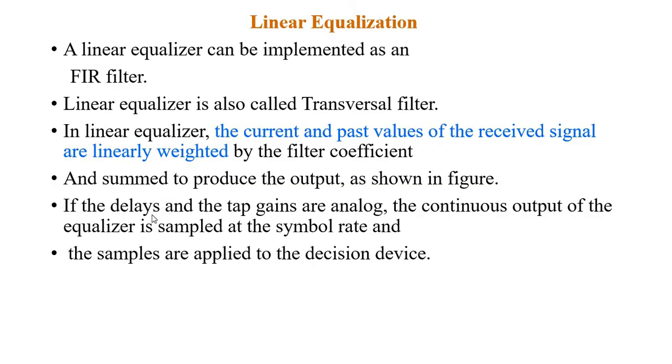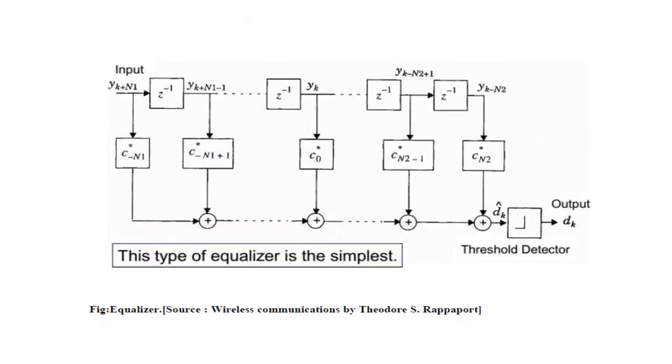And here, as usual, we have the delays and tap gains, and if they are considered as analog, the continuous output of the equalizer will be sampled at the symbol rate, and from those samples we make the decision. The decision maker is important, which determines the value of the data bit, that is the digital data bit which we need to receive, and based on the threshold value which we set, we can extract the correct output. Overall it is adaptive in nature.